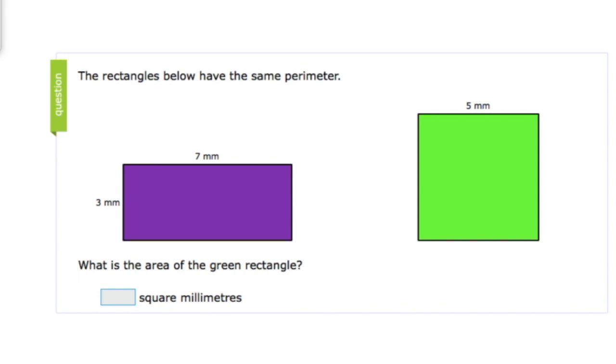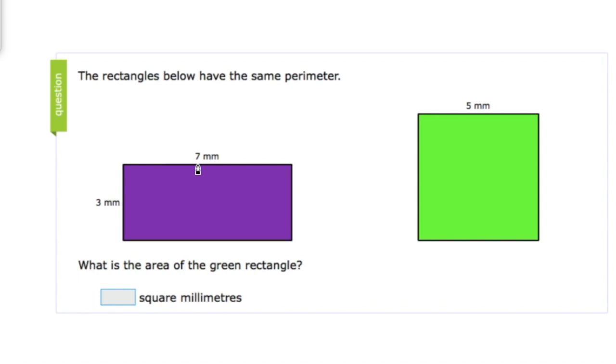So let's just warm up from yesterday and start with this question. It's asking, what is the area of the green rectangle? And it tells us that the rectangles have the same perimeter. So let's quickly just double check that.